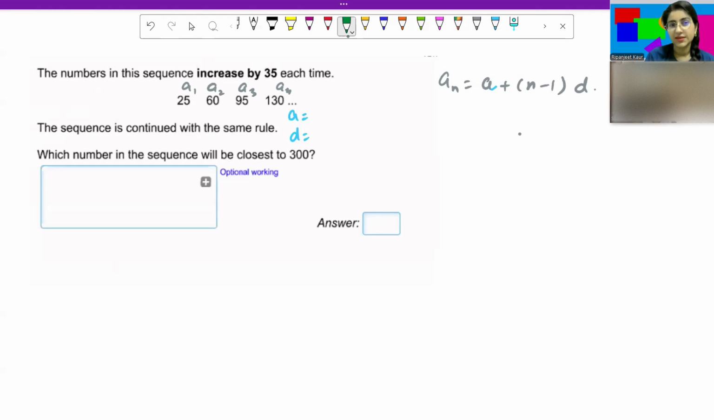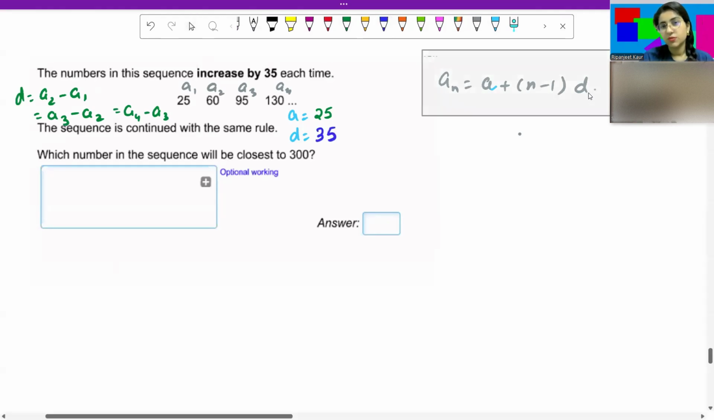A is 25. Yes. And see, the common difference is always taken as second term minus first term. Next term minus the previous term, always. Fourth term minus third term, third term minus second term, second term minus first term. Always. So what is the common difference here? It's 35. Very good.